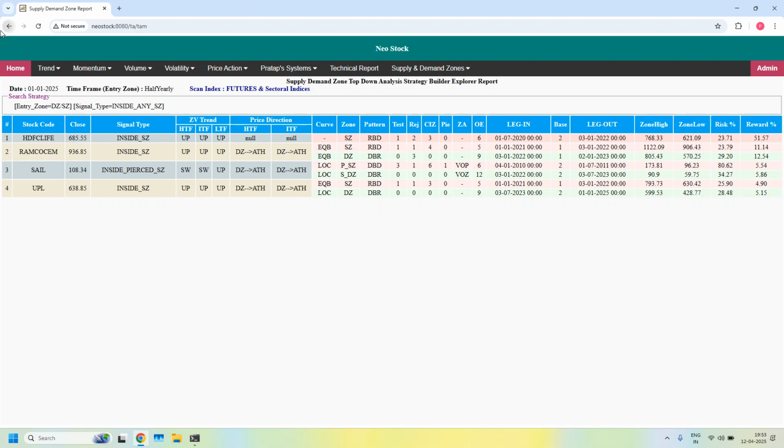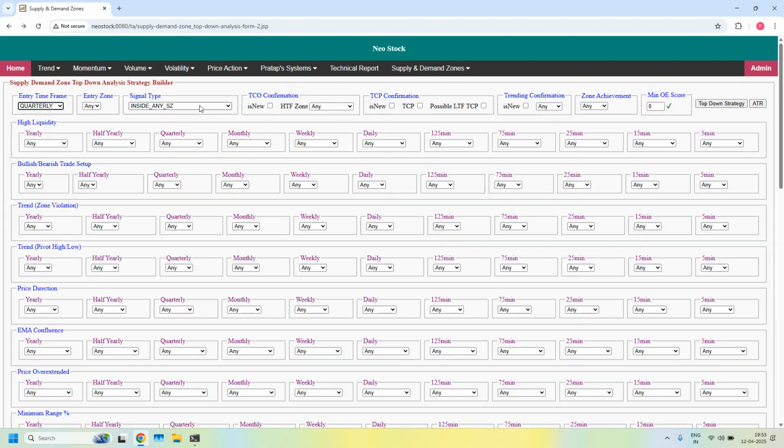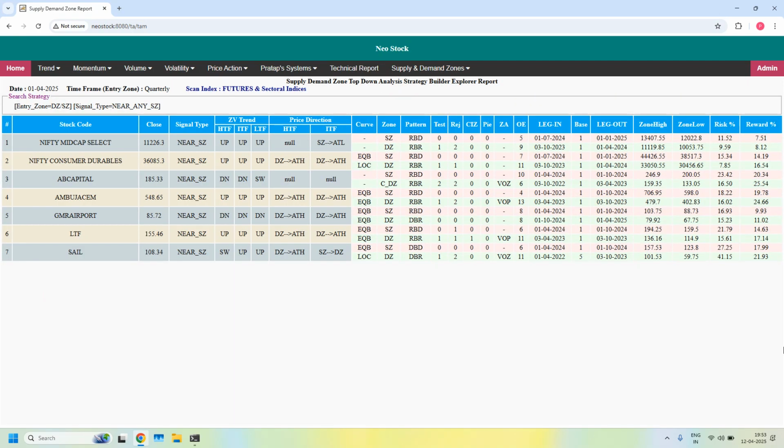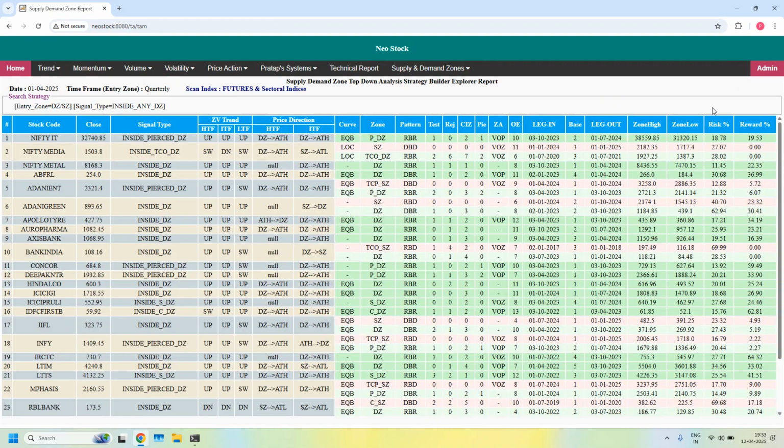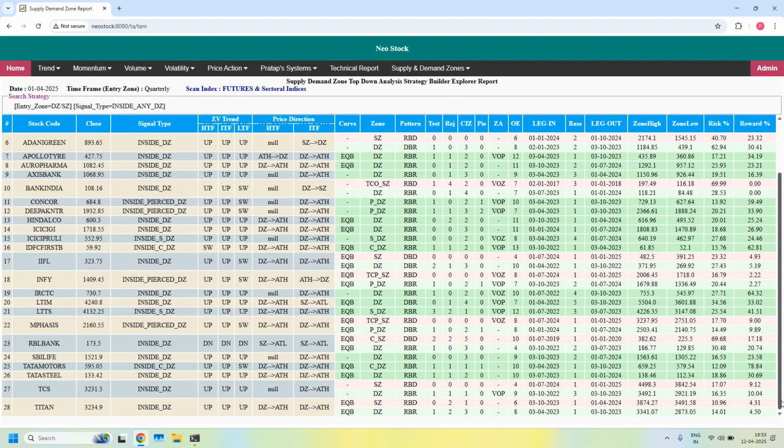Next time frame is quarterly. Stocks near the quarterly demand zone, no stocks are available. Stocks near the quarterly supply zone, we got 7 stocks. Next, price closed inside the quarterly demand zone. First 23 stocks in the list. Scrolling the list down, total 28 stocks are filtered.